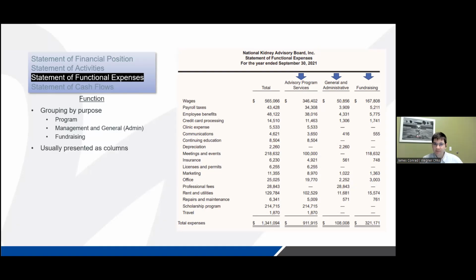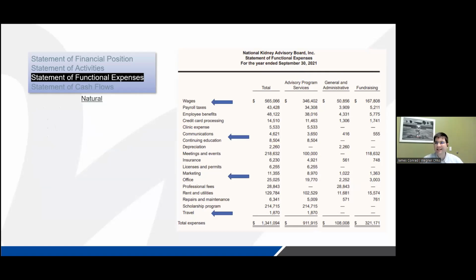So when we go to function, you're grouping by purpose. And usually it's in the columns. You can have it where it's organized differently. This format that I'm showing here for this example is the most common you're going to see. And then you can break out your programs and you have your individual programs laid out if you want to present it that way, and then have a roll-up column at the end. Same thing with the fundraising events. If you have multiple fundraising events in one year, you can expand your fundraising column and show those events.